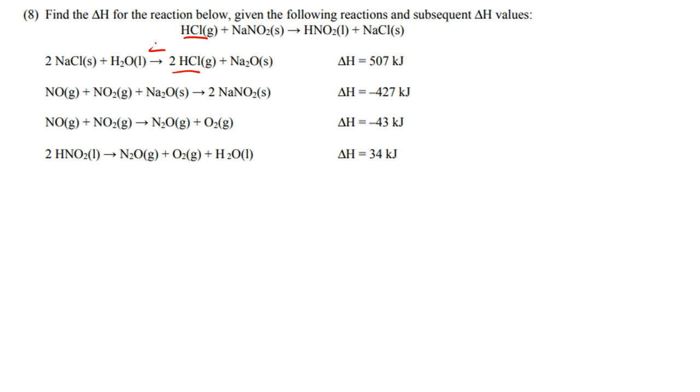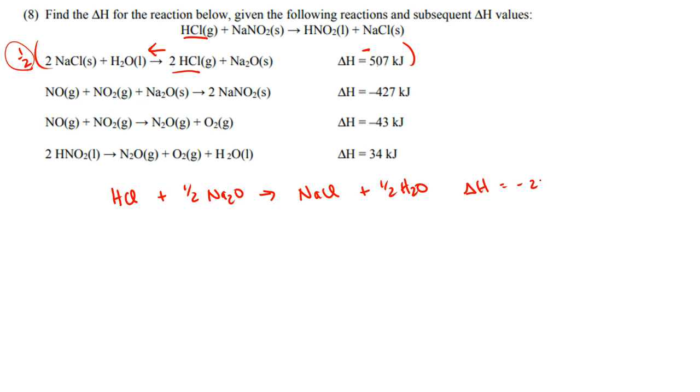Here, I need to flip this guy and then also chop it in half. Since we're reversing the reaction, we're going to have to flip the sign of the delta H. So that's going to give me, instead of 2 HCl's, I'm going to have just 1. And I'm going to have half a sodium oxide. We're going to have only 1 NaCl, and we're going to have half a water. Delta H is going to be half of negative 507 kilojoules, which is a negative 253.5 kilojoules.